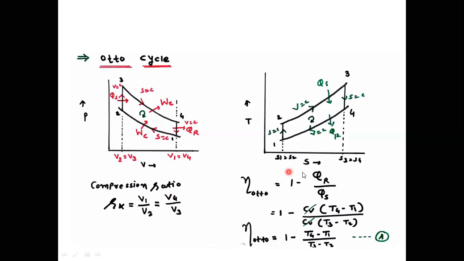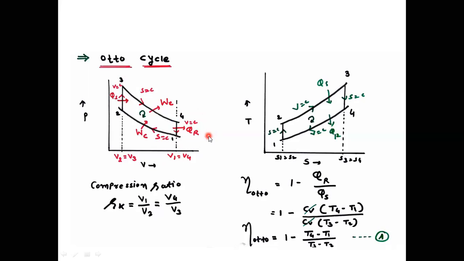We know the definition of air standard efficiency of the cycle is 1 minus Q rejected by Q supplied. You can also see during this cycle there are two types of heat interaction. One is heat supplied, which is QS. Another is heat rejected, which is QR. Heat supplied occurs at the isochoric process 2 to 3. Heat rejection occurs at isochoric process 4 to 1.